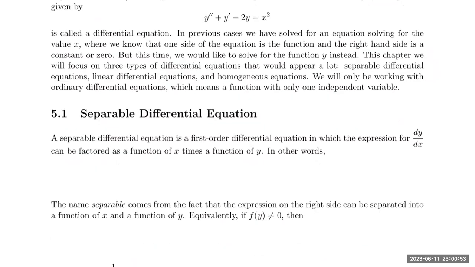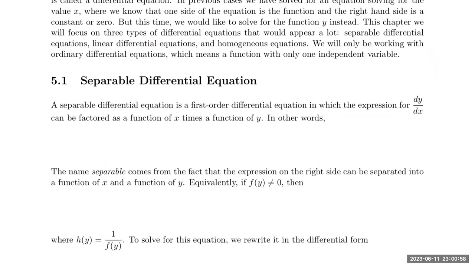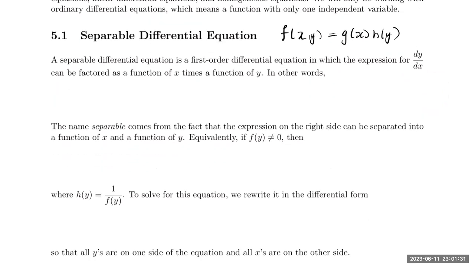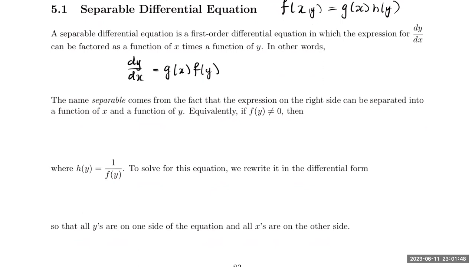Okay. So if the function dy over dx can be factored into a function of x and another function of y, so let's say we have a function of x and y, then this can actually be broken up into g of x and f of y, two different separate functions here. So if dy over dx can be written as a function of x times a function of y, then dy over dx is equal to g of x times f of y. So we'll write it this way. The name separable comes from the fact that the expression on the right-hand side can be written as a function of x and a function of y.